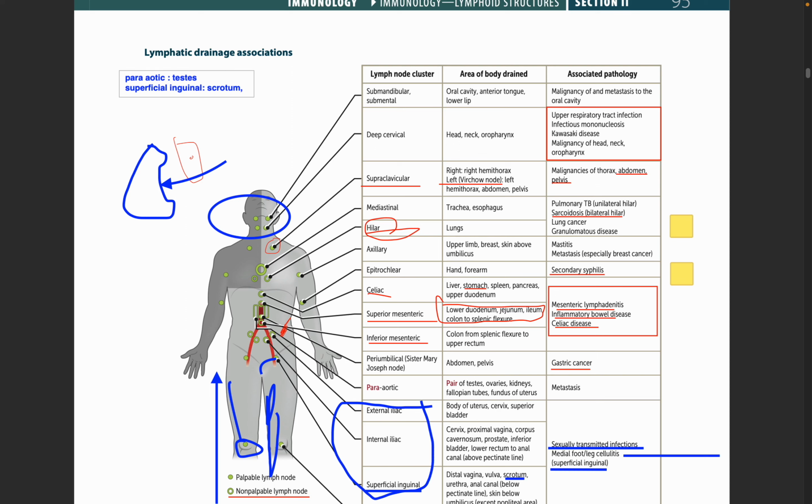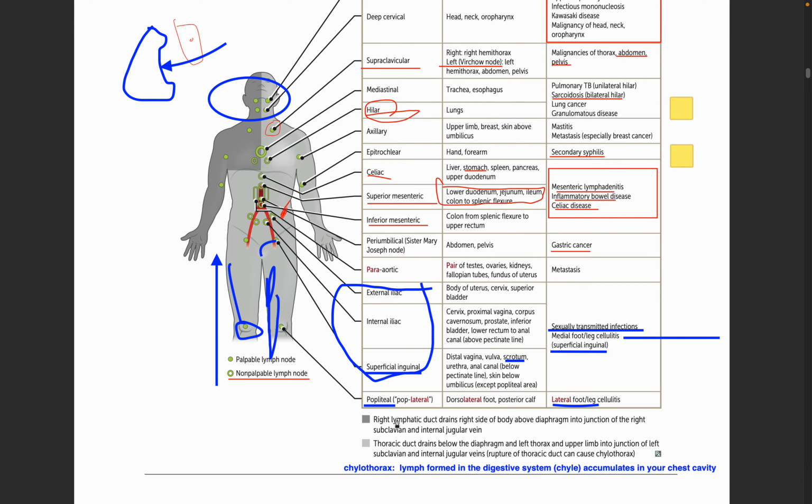Adding to this, the superficial inguinal nodes drain the medial foot; I am just writing medial cellulitis for simplicity. And the popliteal nodes drain what? Lateral cellulitis. So we have a mnemonic here. Just pronounce popliteal as pop lateral. Can you see my cursor here? You got my point. Popliteal, pop lateral. Forget what popliteal is; just pronounce it as pop lateral.